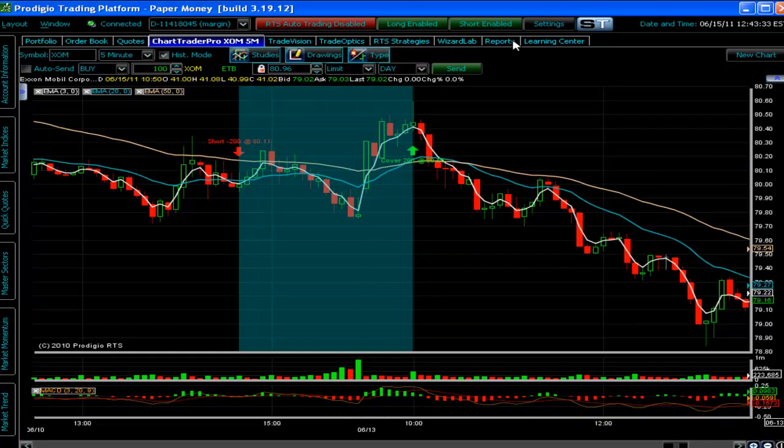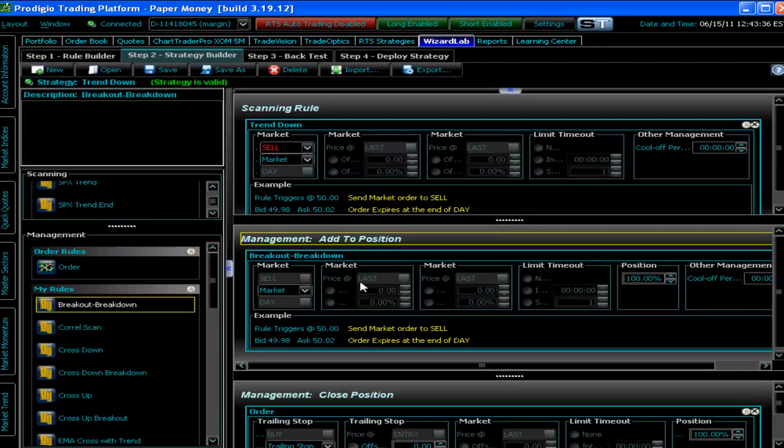Right, so the way that you do that inside of Prodigio is quite simply just adding into the add position management rules inside the strategy builder. So it's as simple as that. So the last thing that I want to do is try to explain how you can apply this to MACD.